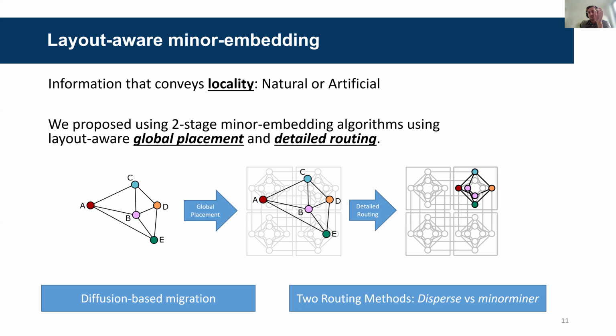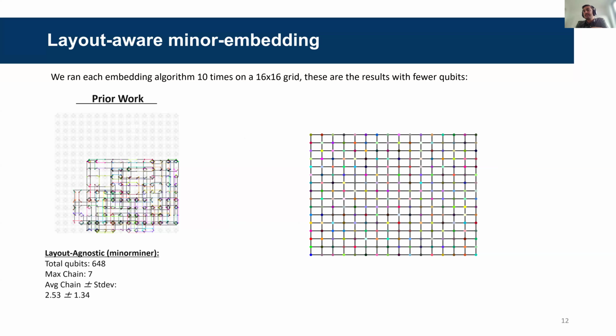That one rips these chains and tries to reroute them every time, instead of the locked approach from the Disperse method. So a good way to see the difference between these is with an example. I show here one with embedding a grid onto a Chimera graph. The first minor embedding that I show here is without global placement, so layout agnostic. And it results in these kind of tangled chains, or also chains that are reaching around the perimeter.